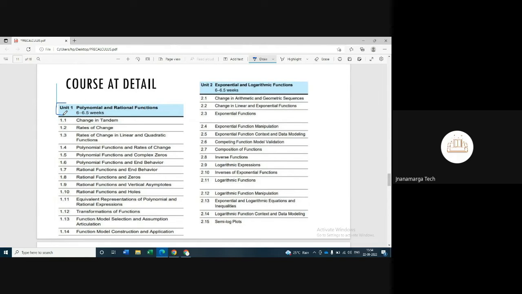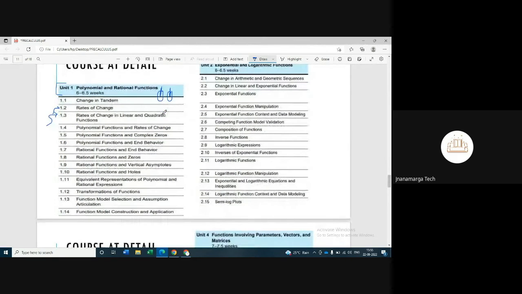Now, the rate of change here might be in a function that is linear, quadratic, or even polynomial. So rate of change quantifies how two quantities vary together. So we have two quantities together, and rate of change helps us to know how both of these quantities are changing together in a similar pattern. Now we are talking about polynomial functions and rate of change. Similarly, that is pretty similar.